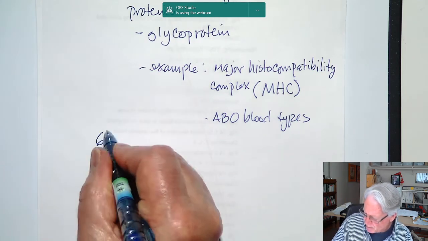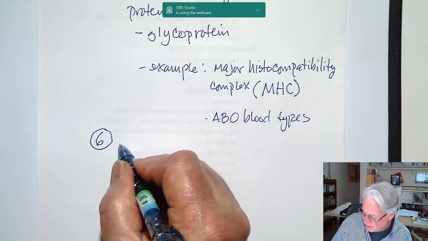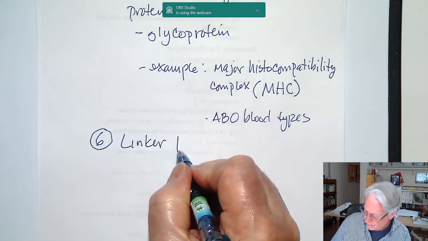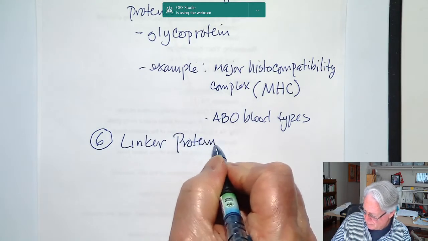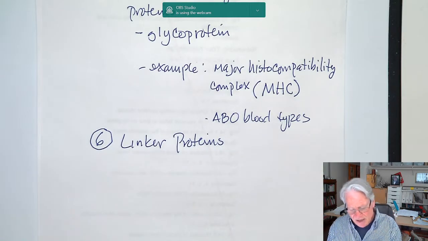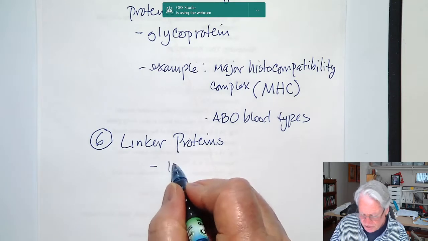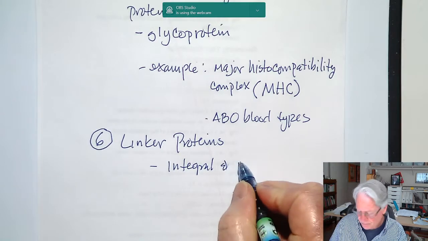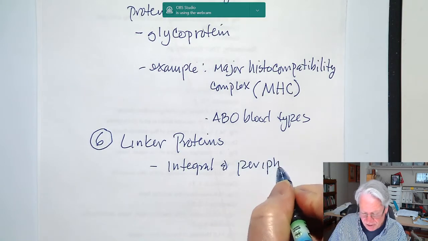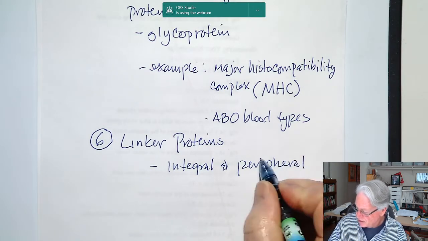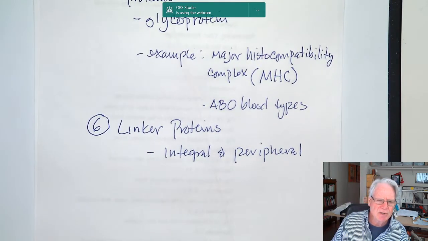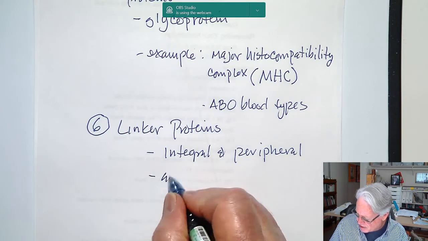The final type of protein is the linker protein. And these can be integral and peripheral. So either one. And you do recognize that you can't be both at the same time. Okay. So integral and peripheral. And these act as attachment points.